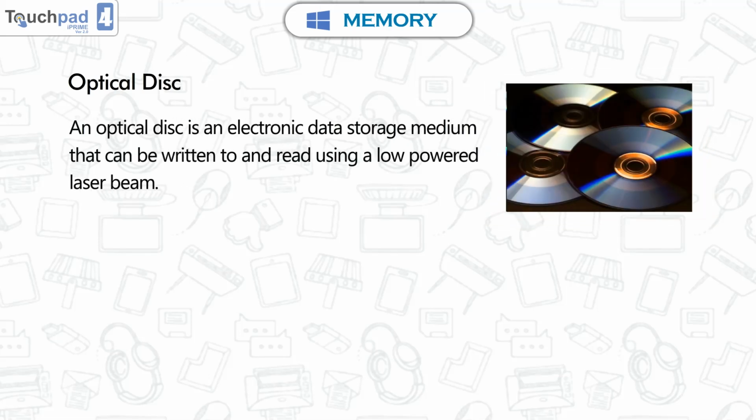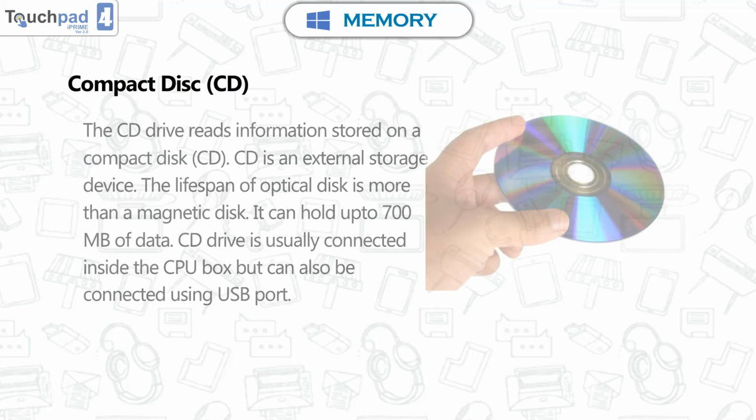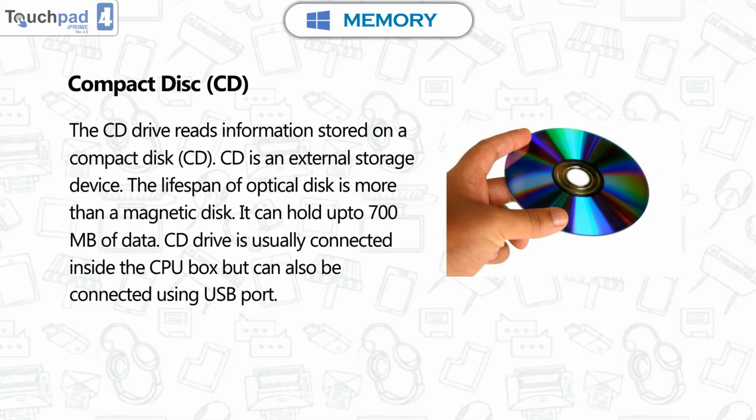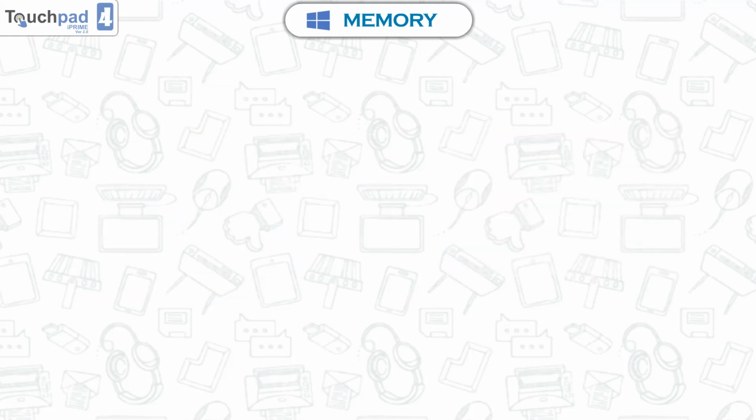Optical disk. An optical disk is an electronic data storage medium that can be written to and read using a low-powered laser beam. Compact disk, CD. The CD drive reads information stored on a compact disk, CD. CD is an external storage device. The lifespan of optical disk is more than a magnetic disk. It can hold up to 700 MB of data. CD drive is usually connected inside the CPU box but can also be connected using USB port.